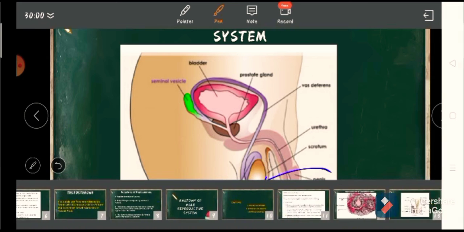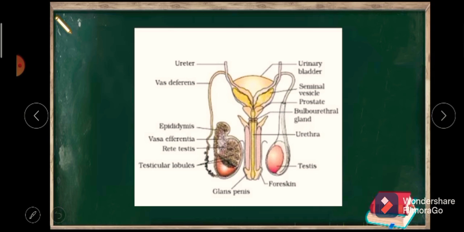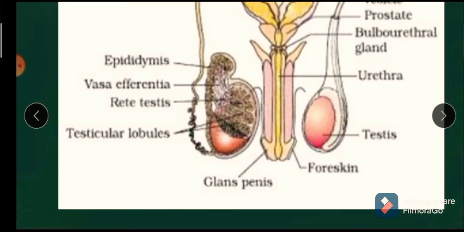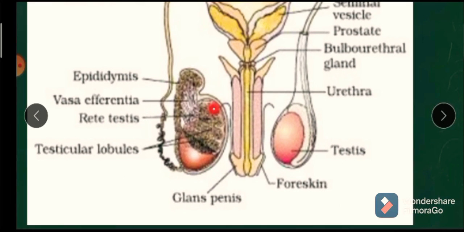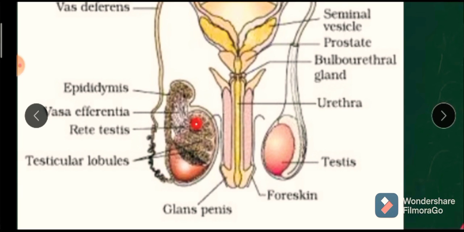If you see this figure, this diagram shows the testes. If you cut the testes and look inside, you will see small ducts, small vessels, like fine thread-like structures. This is called the rete testis. The testes are the entire portion, the whole thing, and the fine ducts present inside are called the rete testis.